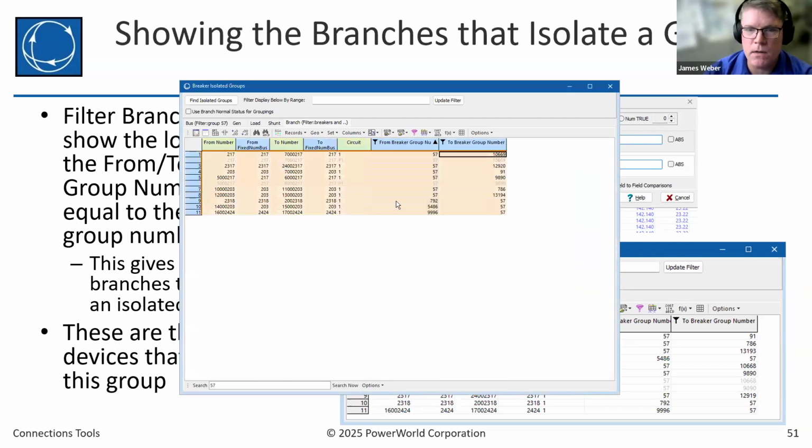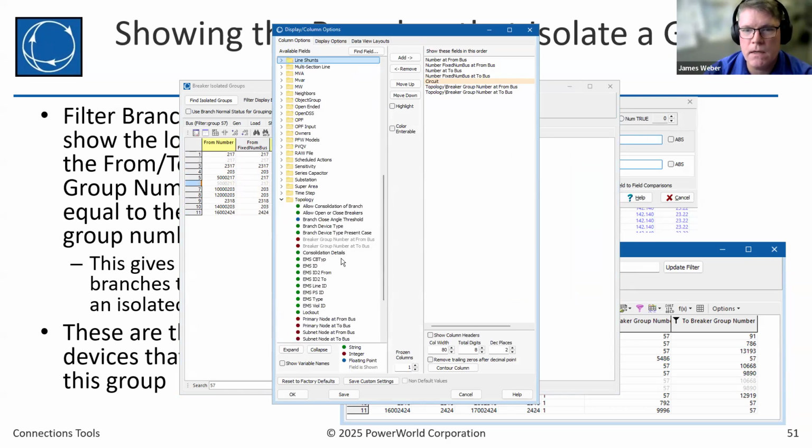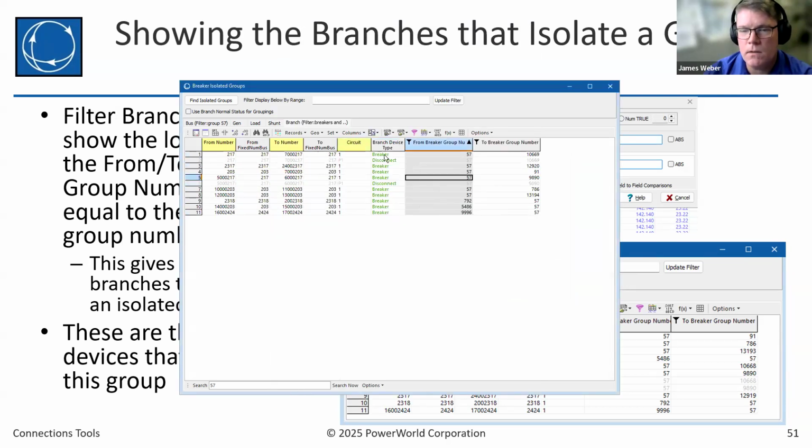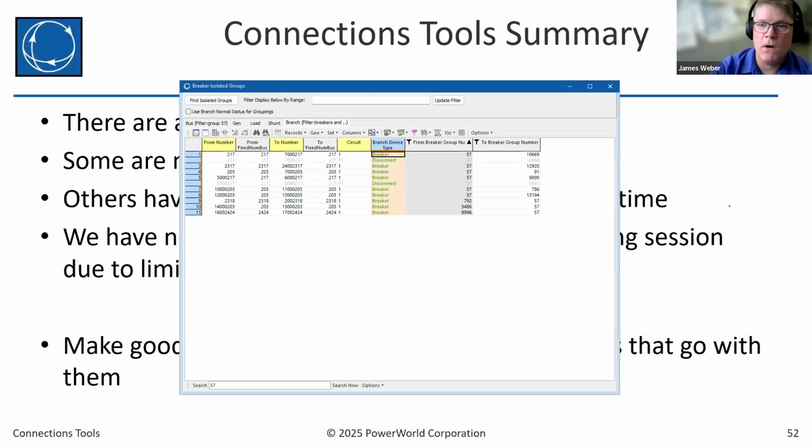And here's the list of breakers that would isolate that group if I add the topology branch device type here. You can see they're all breakers and disconnects, which is what I would expect them to be. All right, so that tool can be very useful.